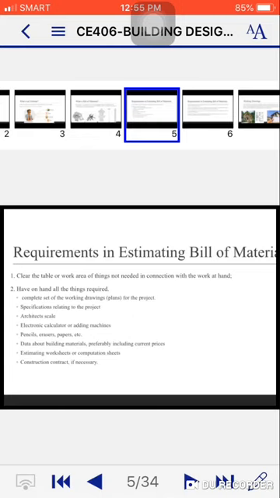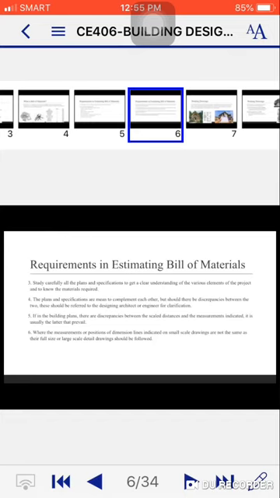Then the architect scale, also known as the triangular scale, and electronic calculator or adding machines. So we will use these in the bill of materials, cost estimates, and detailed unit price analysis, also known as the DUPA. Then next are the pencils, erasers, papers, etc. Data about building materials, preferably including current prices, estimating worksheets or computation sheets, and construction contract if necessary.